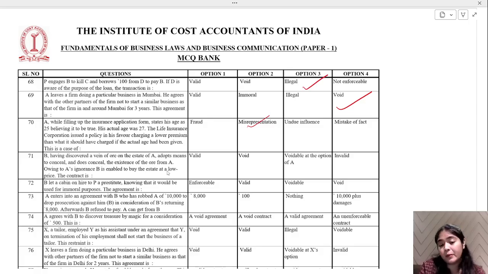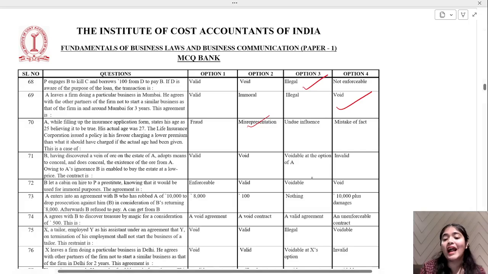He's buying at a lower price, but there is ore below that land. When there is ore and minerals are extracted, the value should increase. But A is not aware of it. That's why B buys it at a lower price. This contract is voidable at the option of A.